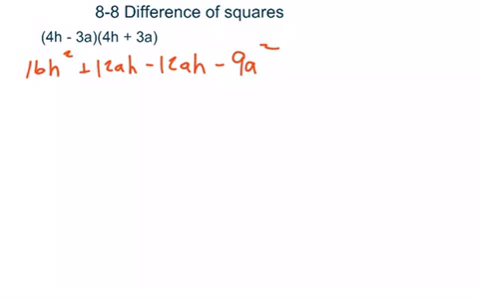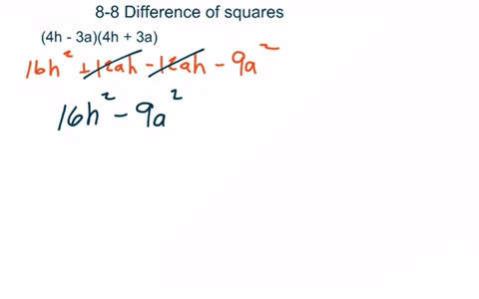But we know also whenever we use a FOIL method with two binomials, we're going to end up adding the two inside terms. We have like terms here. Now, what do we notice, in particular, about those two middle terms? Those two middle terms are opposites. We have a positive 12ah, we have a negative 12ah. So when we add those two together, those are going to cancel. So what we end up with is 16h squared minus 9a squared.